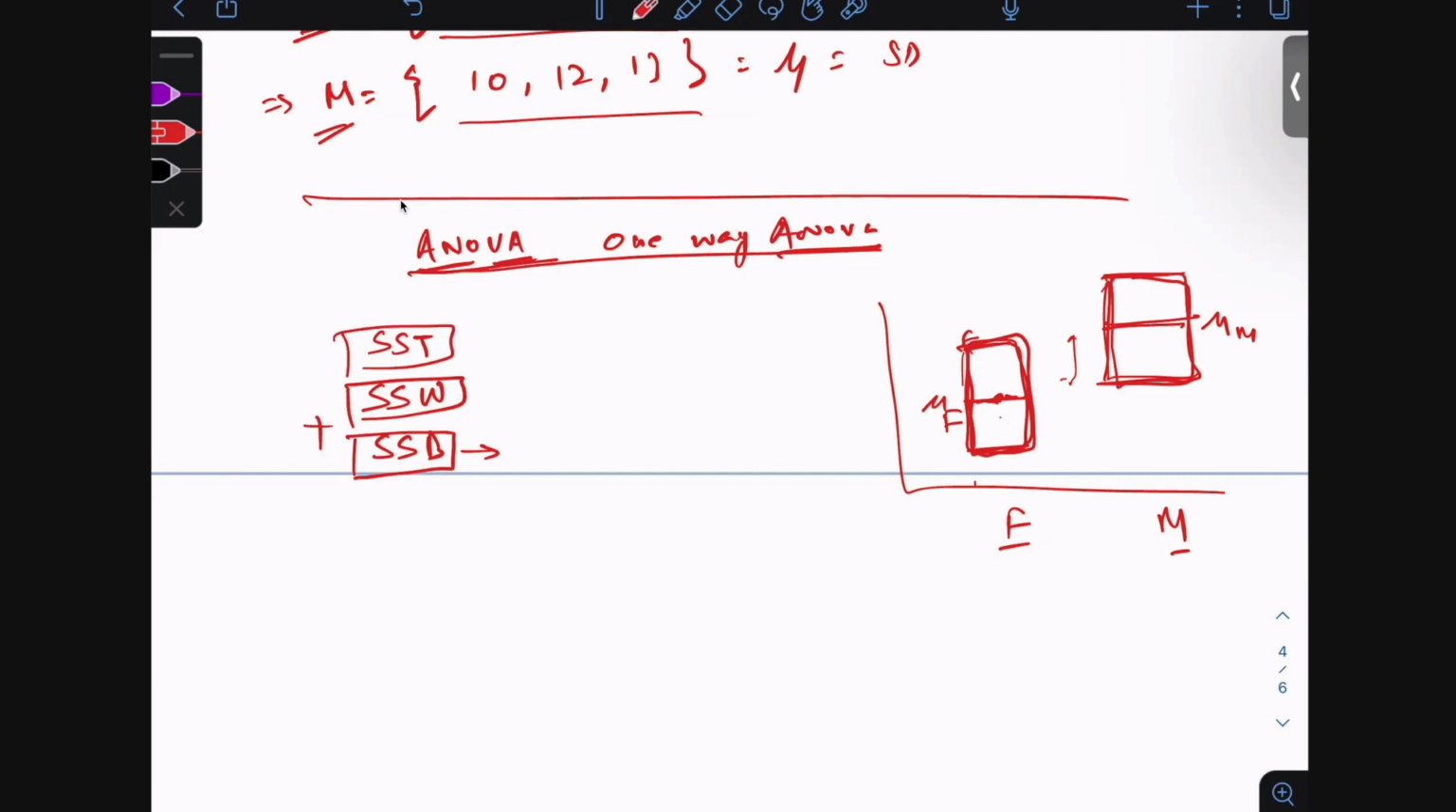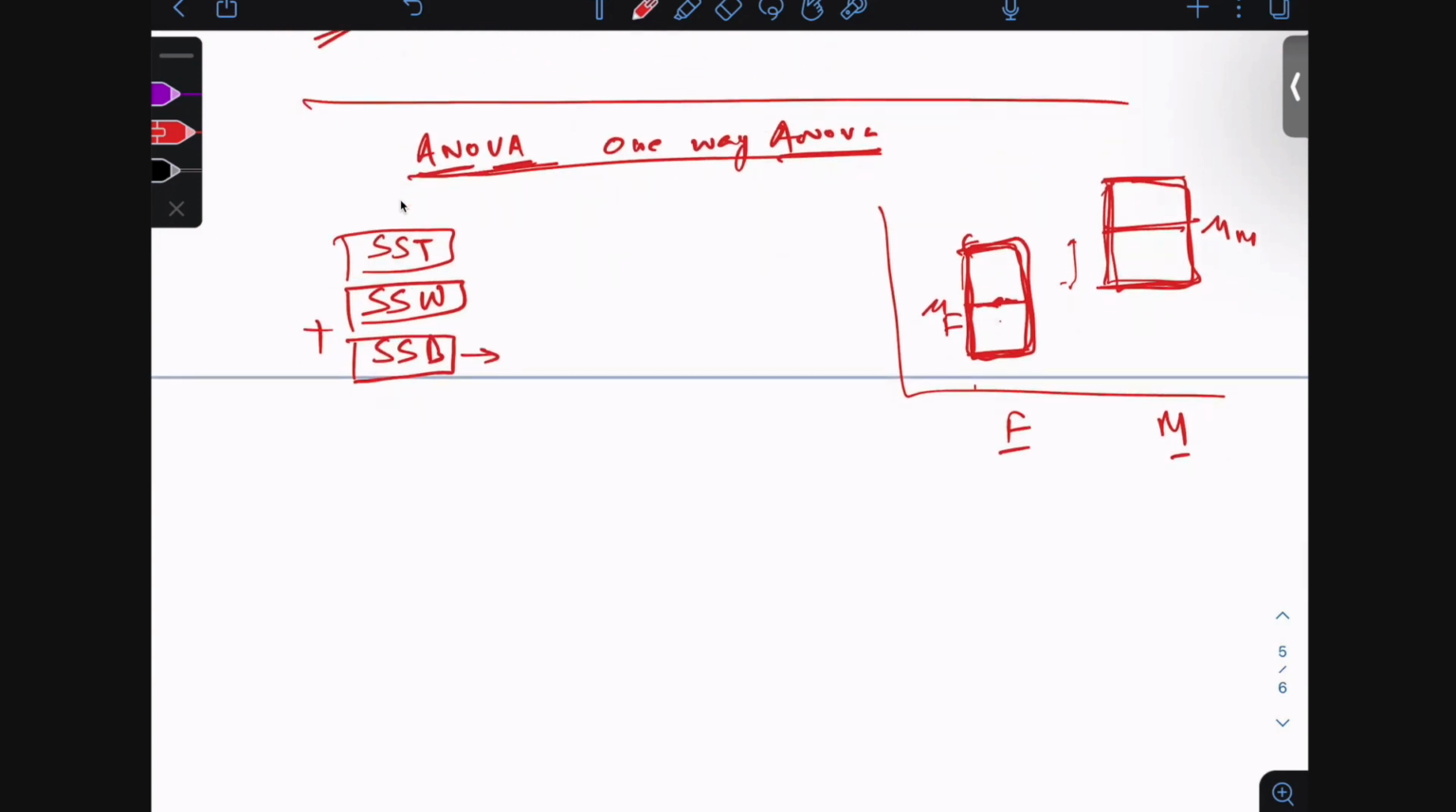Okay. Now I'll not go into the detail. You can look up how these things are calculated. It's pretty straightforward. But once you calculate the SSB and SSW, you then calculate MSB and MSW. You essentially normalize them. How do you normalize? You divide by the degrees of freedom. The degree of freedom for SSB is k-1, and the degree of freedom for SSW is n-k. What is k? The k is the number of classes. Okay, so this is how it's done.